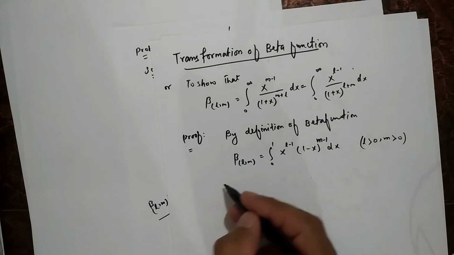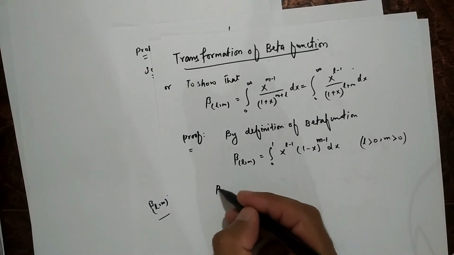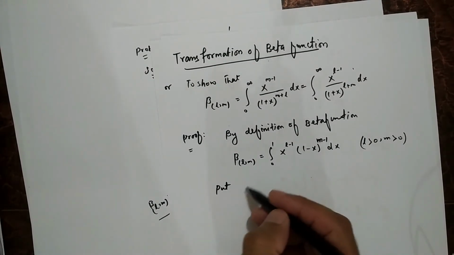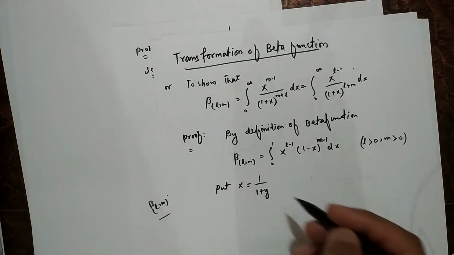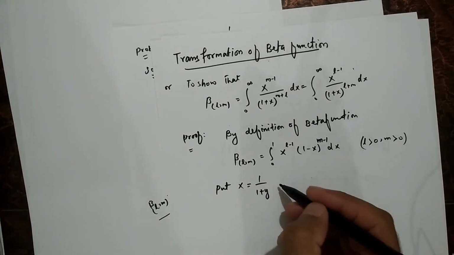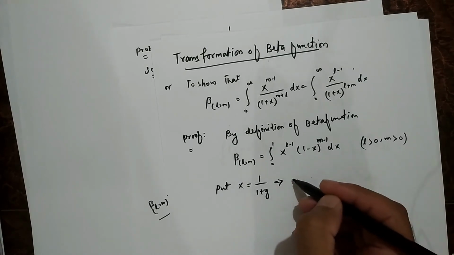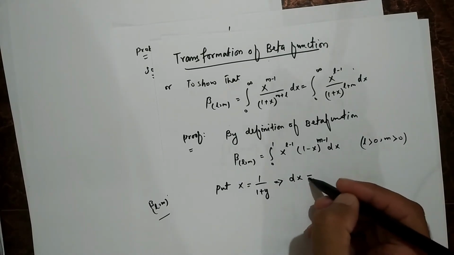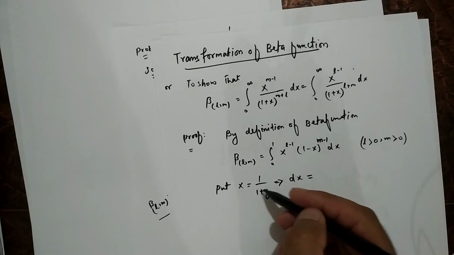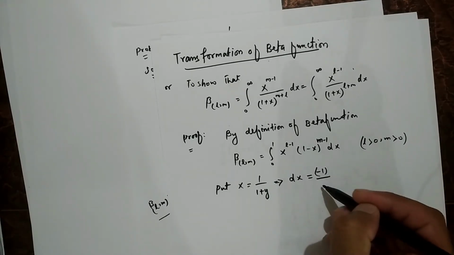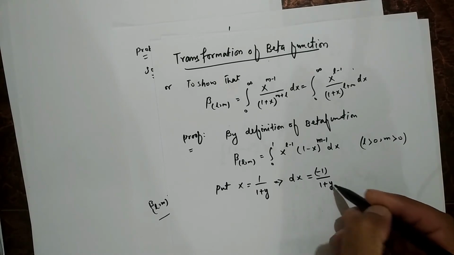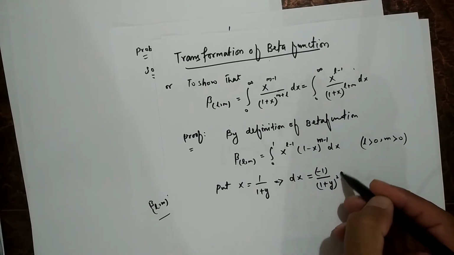Let us put x equals 1 upon 1 plus y. So this will lead us to dx, which can be written as the derivative of this, minus 1 upon 1 plus y whole square into dy.